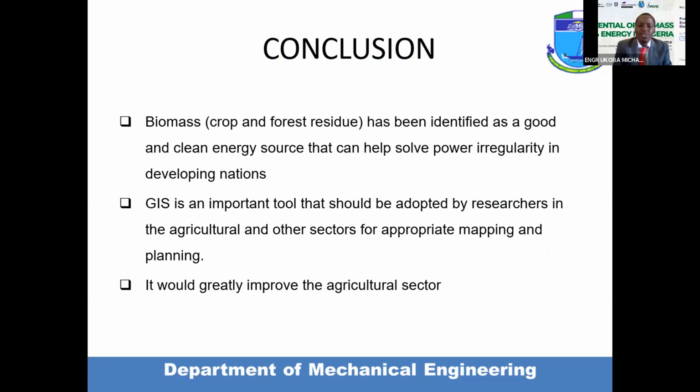In conclusion, biomass, crop, and forest residue has been identified as a good as well as a clean energy source that can help us solve power irregularity in developing nations, Nigeria for instance. GIS is an important tool that should be adopted by researchers in the agricultural and other sectors for appropriate mapping and planning. It will greatly improve the agricultural sector.